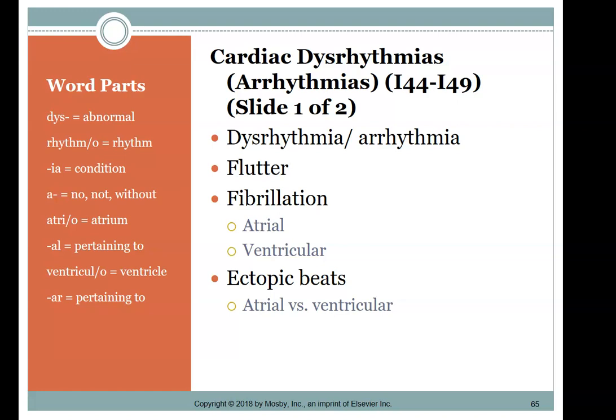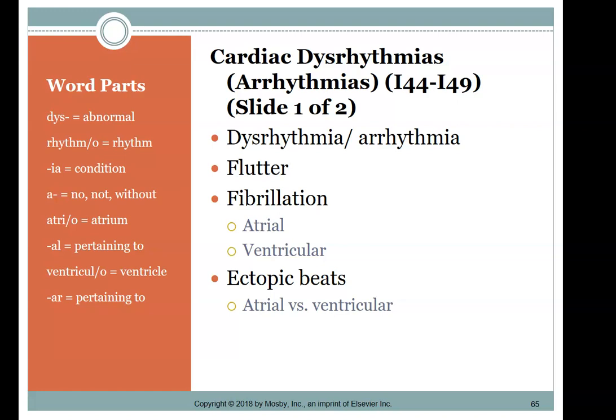Fibrillation is extremely rapid and irregular contractions, either 300 to 600 beats per minute, and that occurs with or without an underlying cardiovascular disorder, such as coronary artery disease. Atrial fibrillation is the most common type of cardiac arrhythmias. It is associated with excessive alcohol consumption. Ventricular fibrillation is rapid, irregular contractions that may be fatal unless reversed.